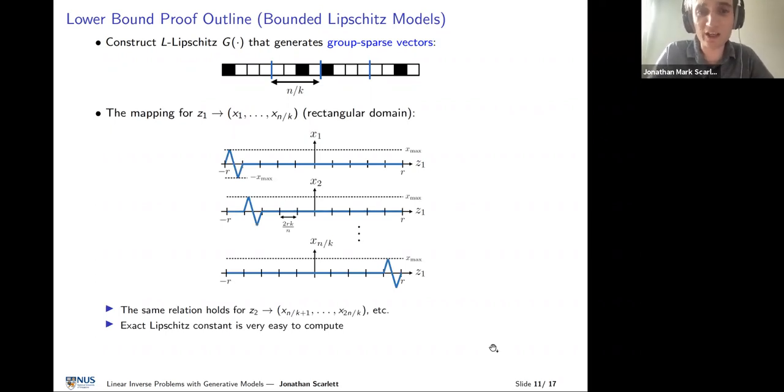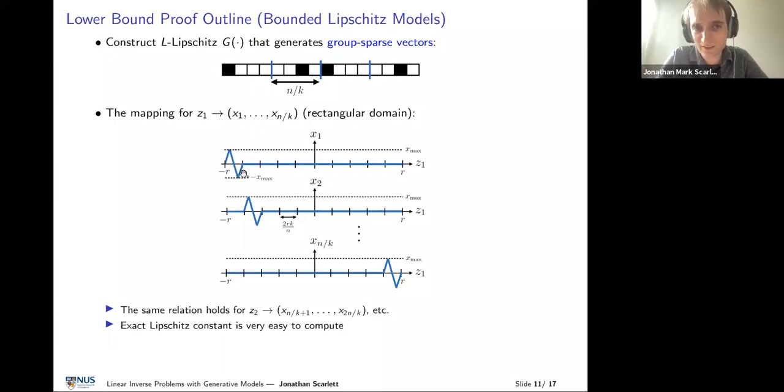How do we create a function that actually generates things like this? It's quite simple. Remember, our input is of length k. So our first input we map to the first block, our second input we map to the second block, and so on and so forth. And they all map in the same way. So this is an illustration of how we map Z1 to elements of this first block.